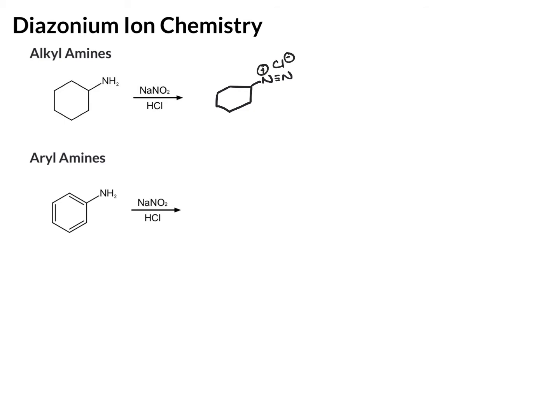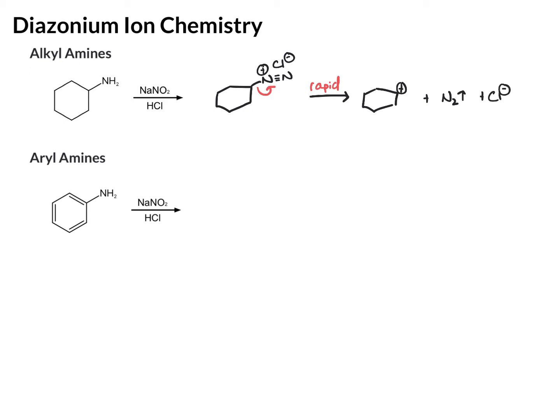But what you should immediately see here is that N2 plus is essentially nitrogen gas attached to the molecule. And what's going to happen here is very, very rapidly, you're going to lose nitrogen gas. So that will act as a leaving group. You'll end up with a carbocation plus nitrogen gas and Cl minus.